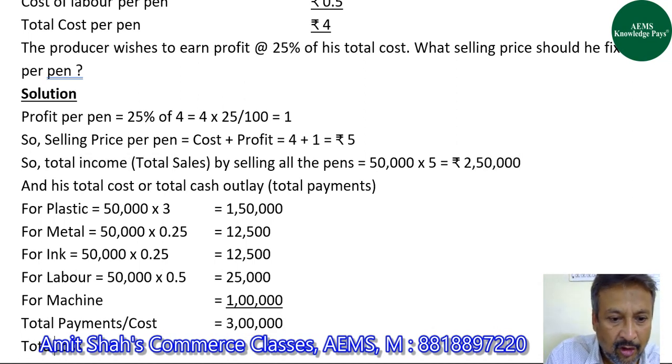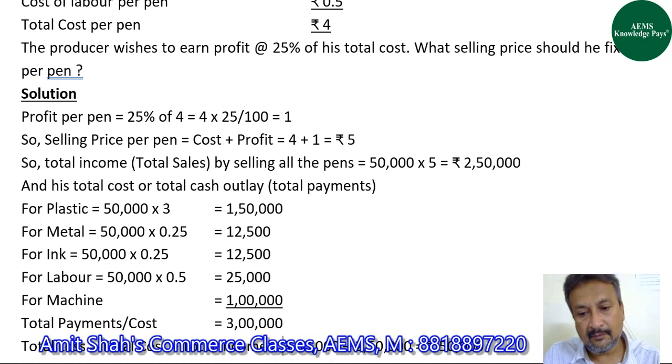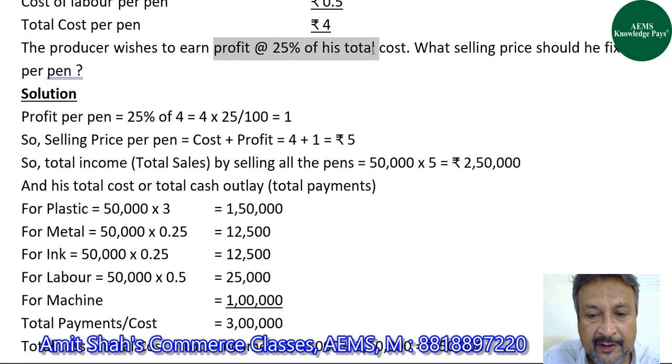So his total loss is 3 lakhs minus 2 lakh 50,000. That is 50,000. Correct or not, guys? That is total cost minus total income. But we wanted him to earn profit at the rate of 25% of his cost. So what mistake we did in our calculation, guys, here?